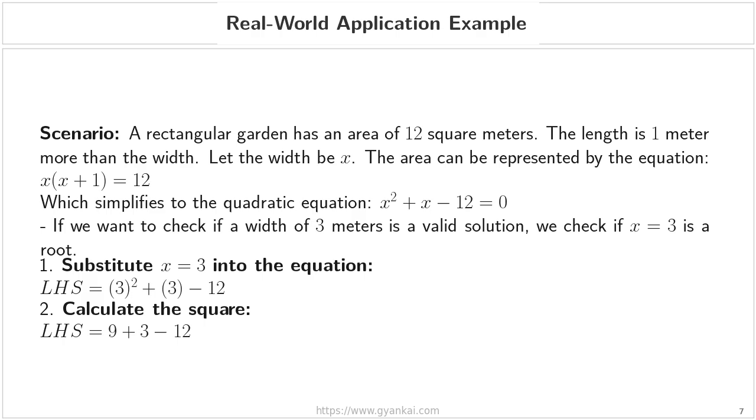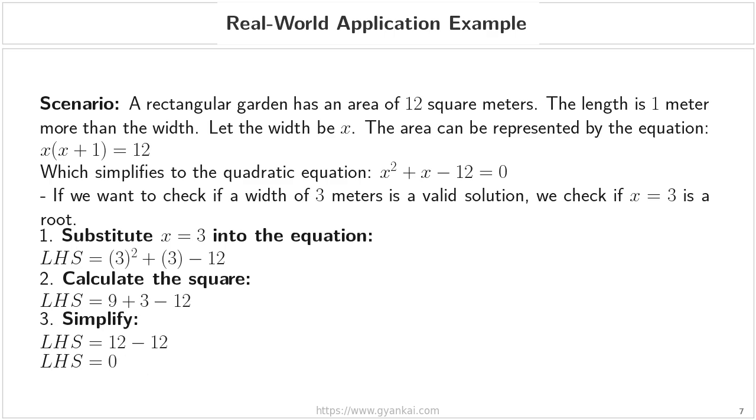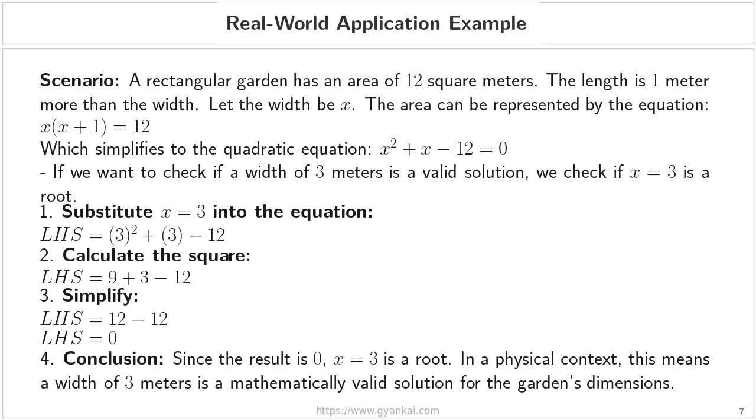3 squared gives us 9, so our expression becomes 9 plus 3 minus 12. As we simplify further, 9 plus 3 gives us 12. This leaves us with 12 minus 12, which equals 0. Finally, we look at our result. Since our left-hand side equals 0 and our right-hand side is also 0, the equation is satisfied. Therefore, we can conclude that x equals 3 is indeed a root.